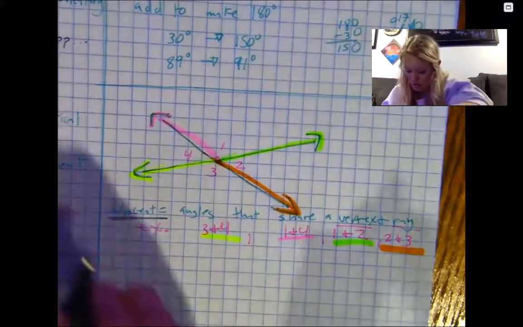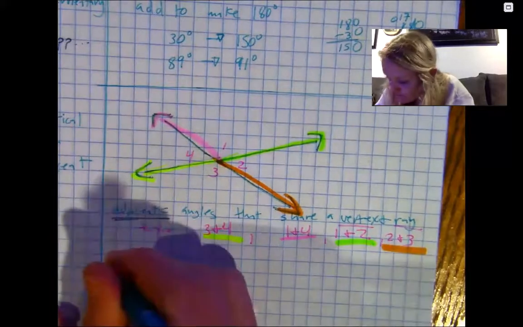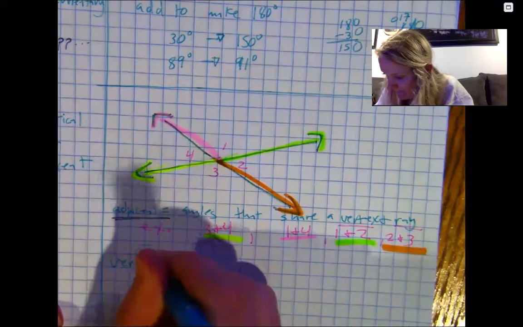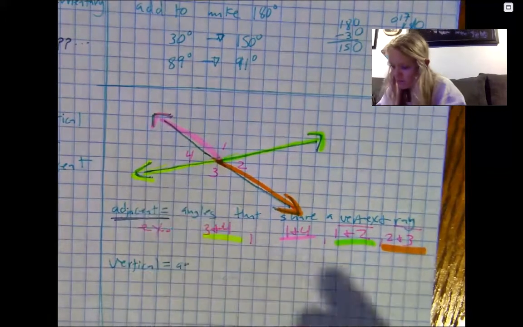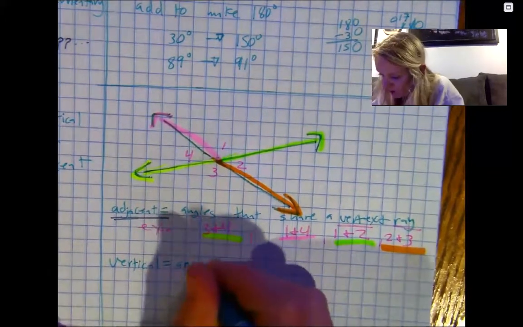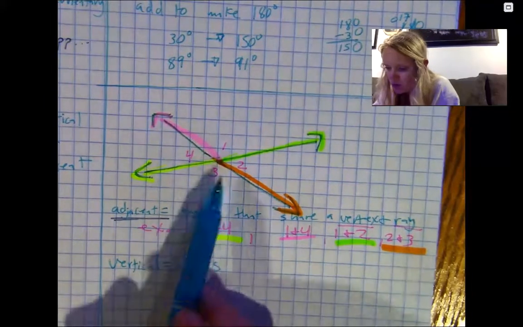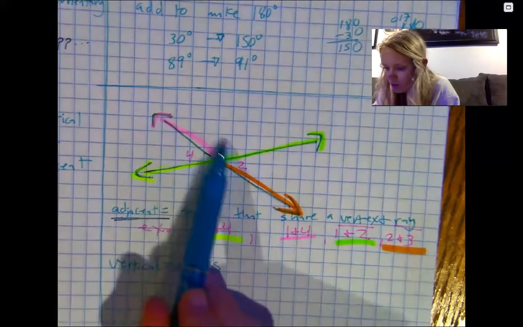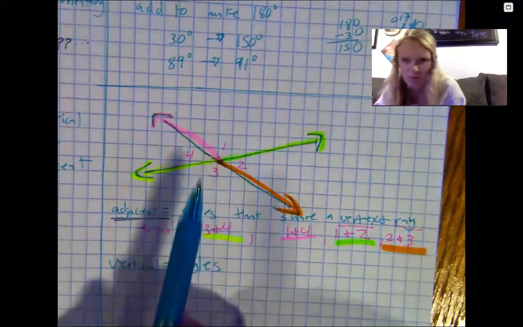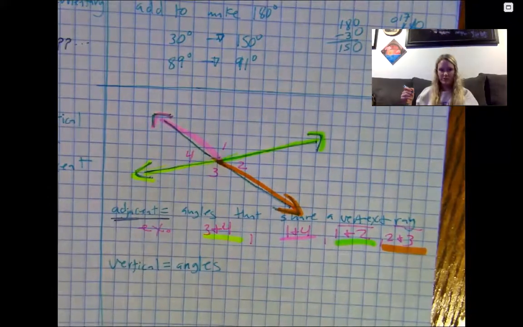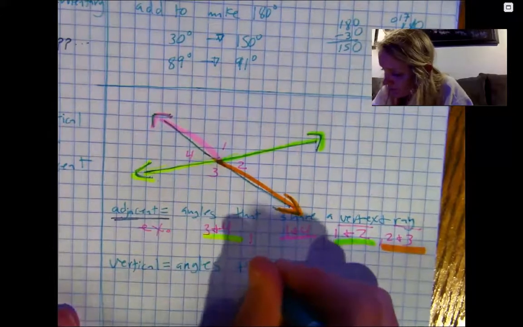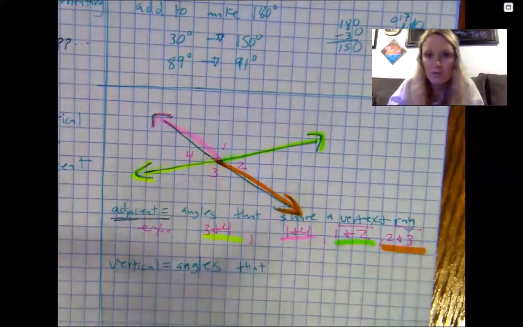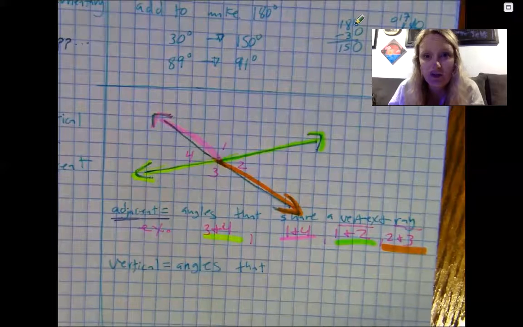Now we're going to learn about what vertical angles are. And then we're going to talk about relationships that we see, like, what do you notice about 3 and 4? What do you notice about 1 and 4? What do you notice about 1 and 2? What do you notice about 2 and 3? I want you to think about that while we do the next part, okay? Vertical angles are angles that, we're going to pause one second. I want to make sure I get the exact technical term for this.